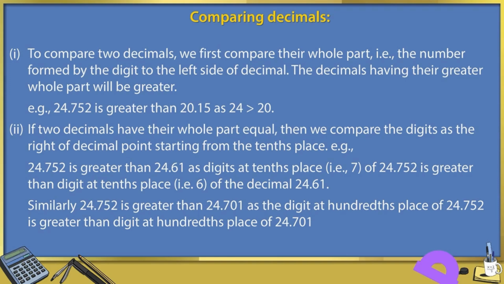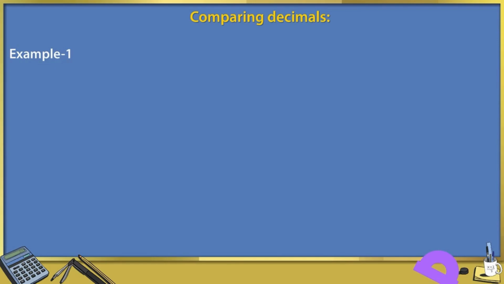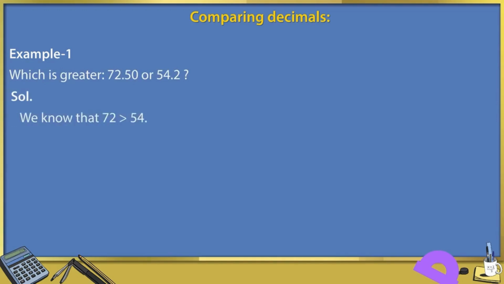Similarly, 24.752 is greater than 24.701, as the digit at 100th place of 24.752 is greater than digit at 100th place of 24.701. Example 1. Which is greater, 72.50 or 54.2? Solution: we know that 72 is greater than 54. So, 72.50 is greater than 54.2.